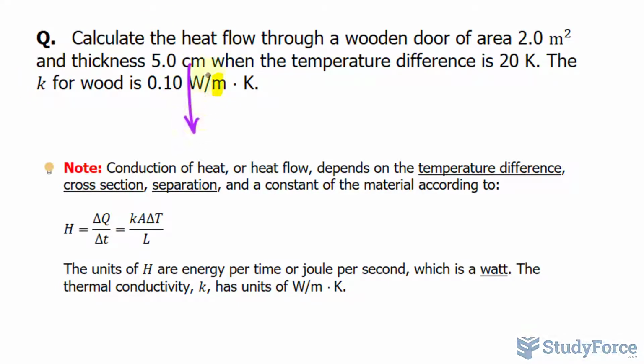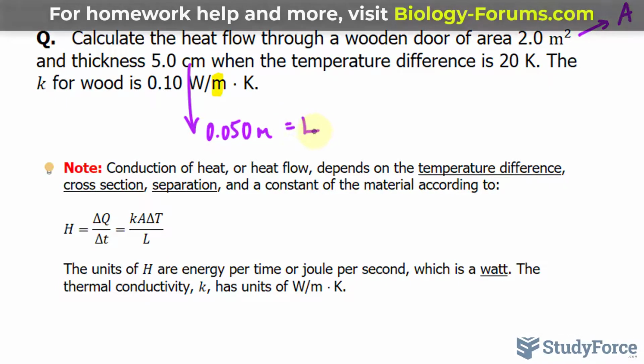So the first thing that I want to do is convert 5.0 centimeters into meters, and that's pretty easy to do. Just divide by 100. And if we do that, you get 0.050 meters. All right, we've been told the area, that's our A. We've been told the thickness, that's L, the separation in this case. And we've been told the constant K. We're good to go from here.